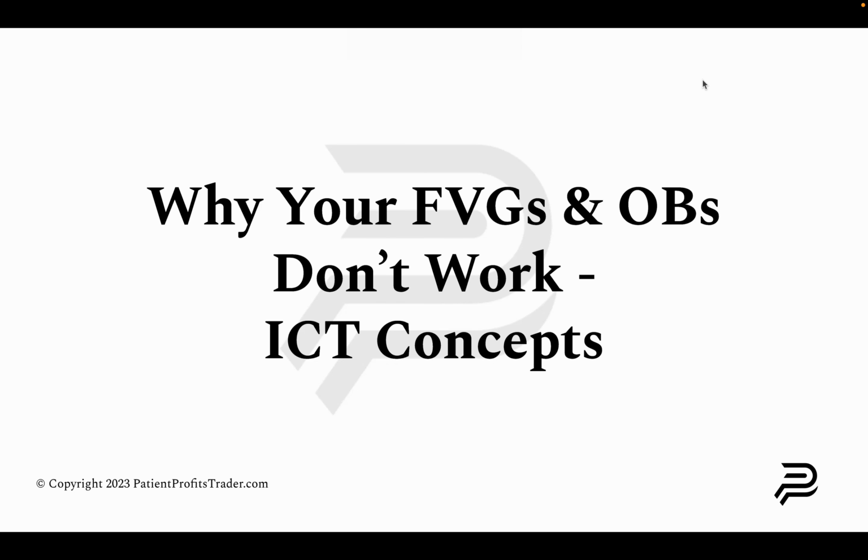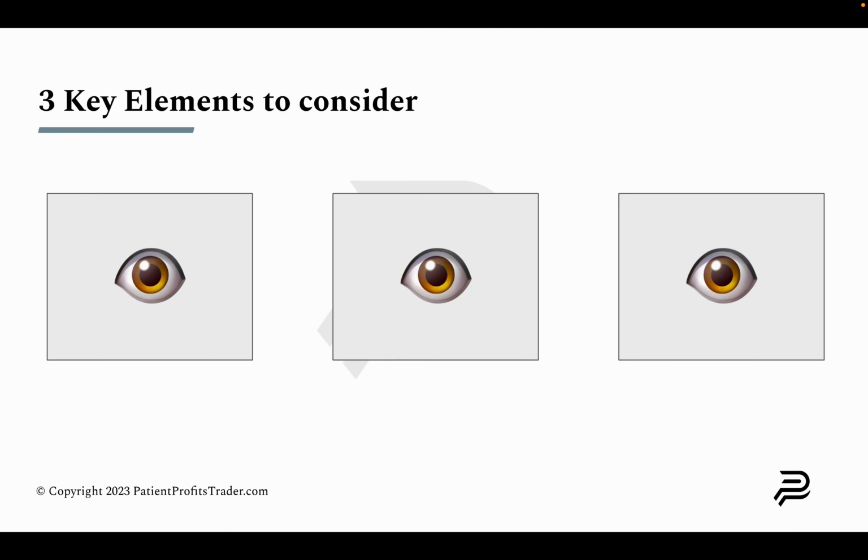So why don't your fair value gaps and order blocks work? Well, I'm going to be talking about 3 key elements you need to consider, and I'm going to try and keep this video as short and brief as possible, but it's going to be incredibly useful still. So what's the first element?